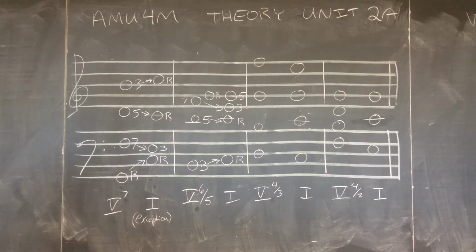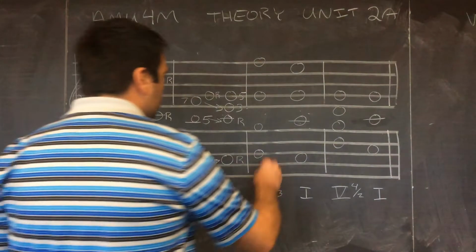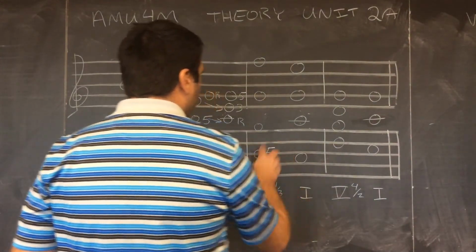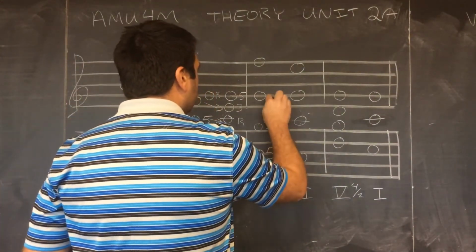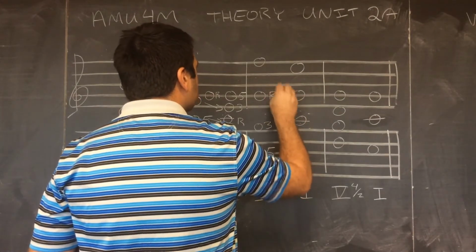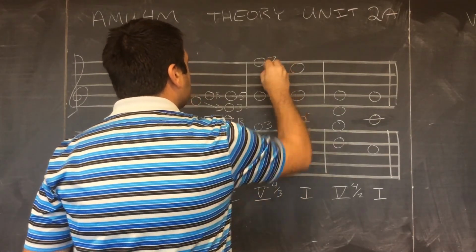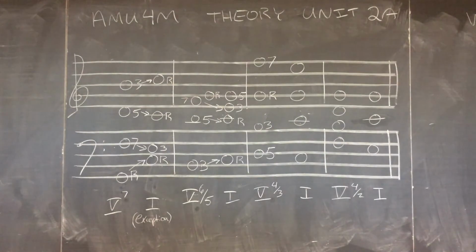Second inversion, G, B, D, will be our bass note. So we've got the fifth in the bass. B, here's our third. Up here, G, that's our root. And here on the F is our seventh. So let's go through the steps again.